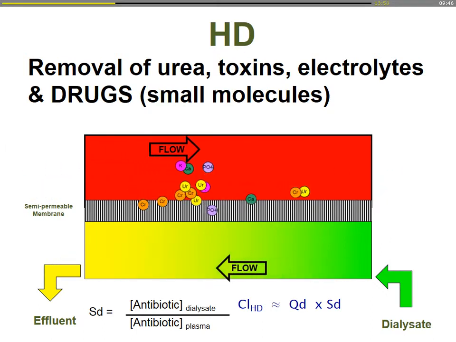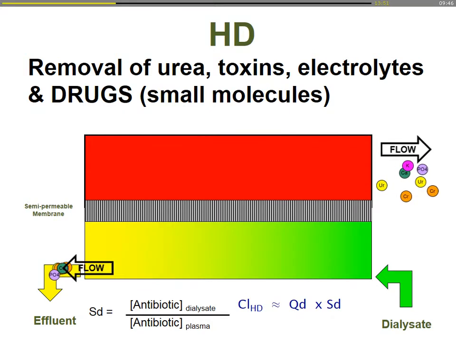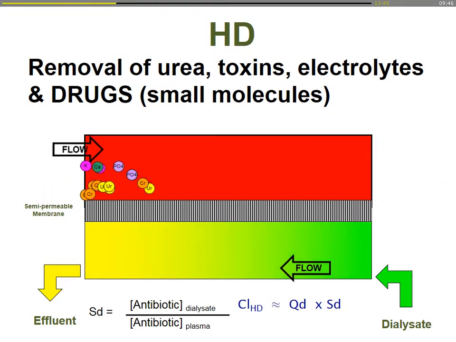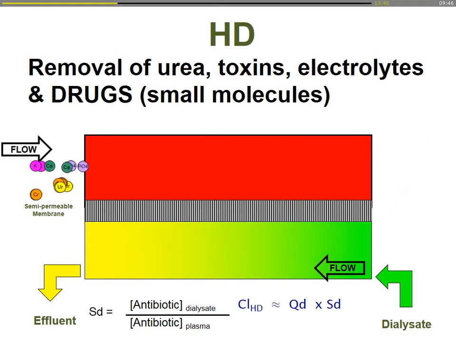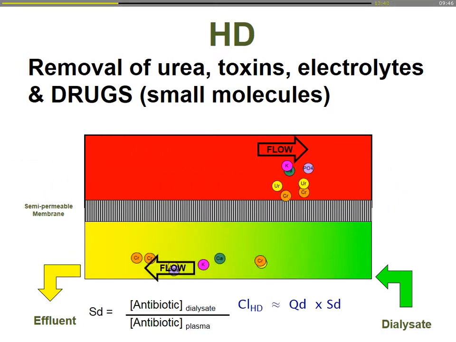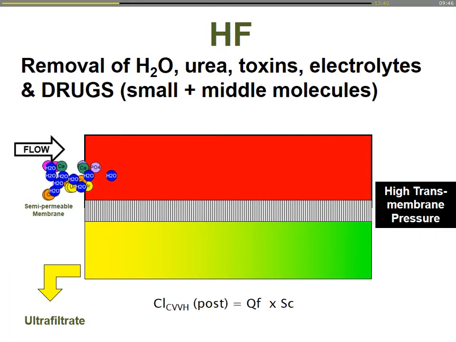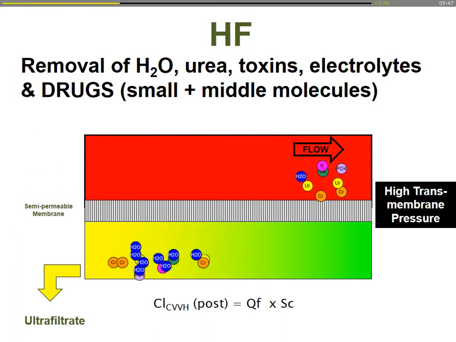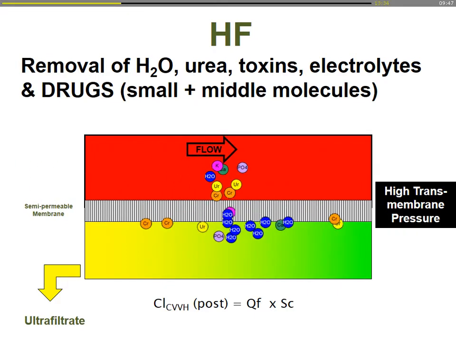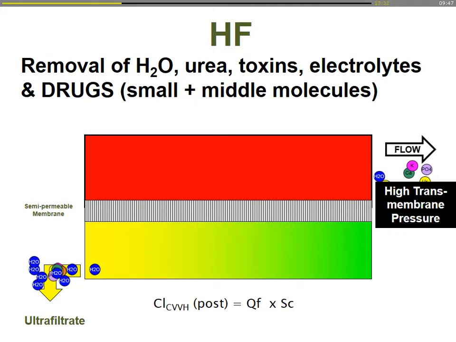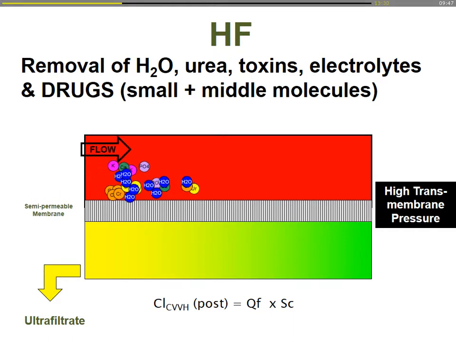But anyway, this is hemodialysis. You can see we have a concentration gradient at the blood side, where you can see the blood flow, and then the solutes move across the membrane and are cleared via the effluent. For hemofiltration, we've got the water as well, which you'll see because of the high transmembrane pressure, you get movement of water as well as solute across that membrane.